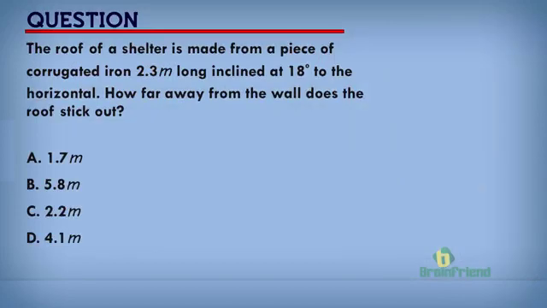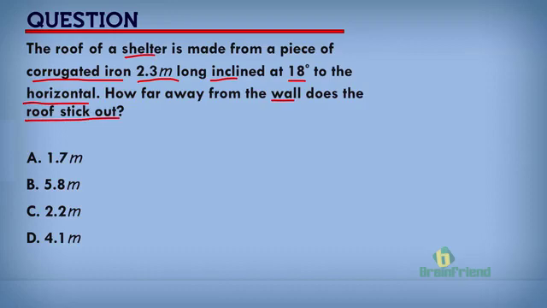Now, before we go, we'll take 2 quick questions to see if we remember all that we've learned today. Let's take our question 1. The roof of a shelter is made from a piece of corrugated iron sheet that is 2.3 meters long, inclined at 18 degrees to the horizontal. How far away from the wall does the roof stick out?